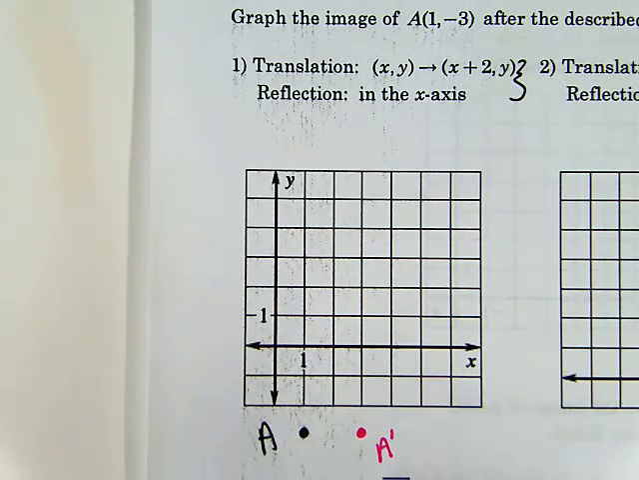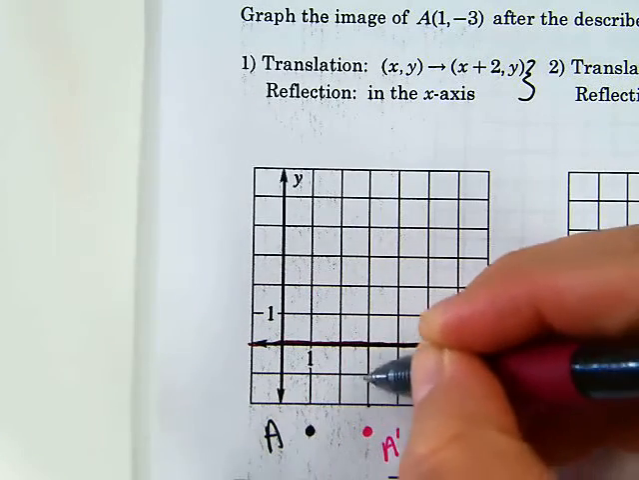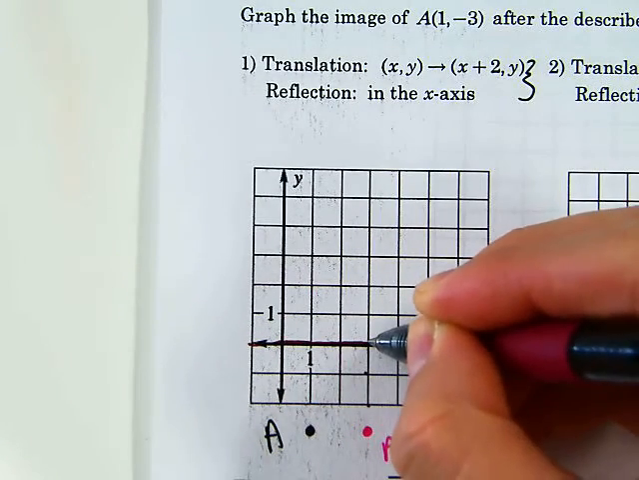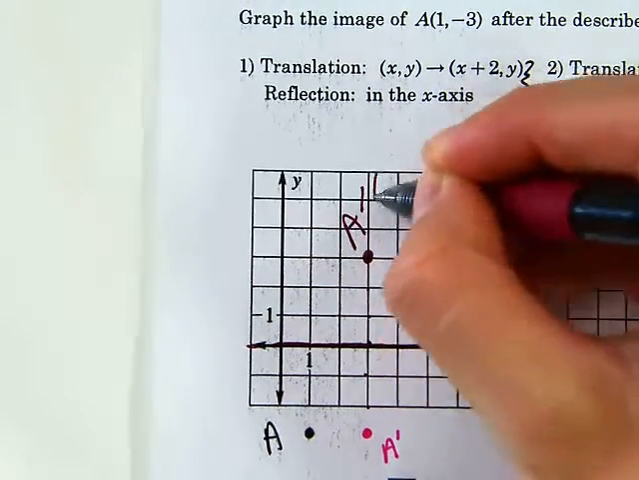From there, it wants us to do a reflection over the x-axis. So we can see that it's 1, 2, 3 units away. So we're going to go up 3 units. 1, 2, 3. And that's our A double prime.